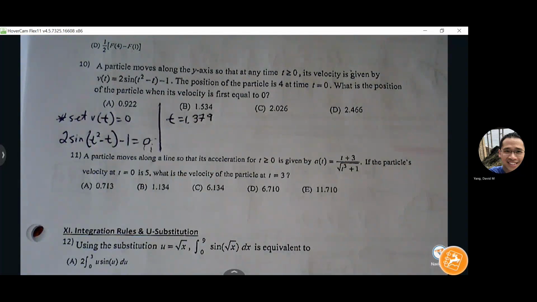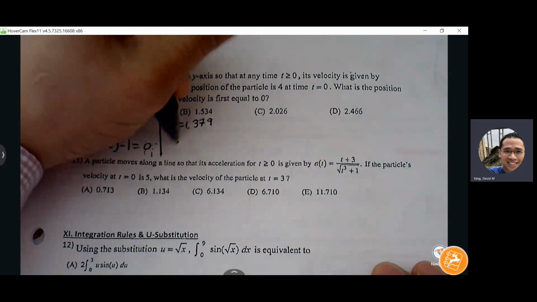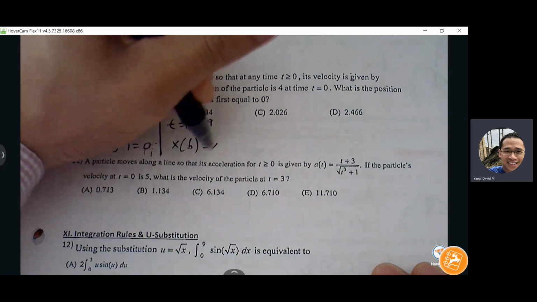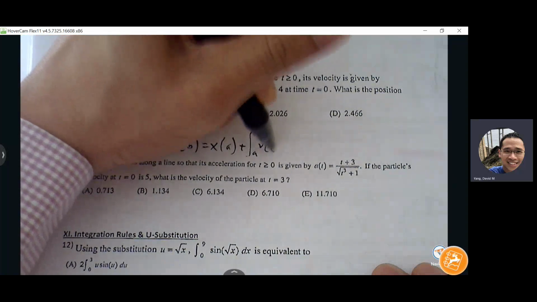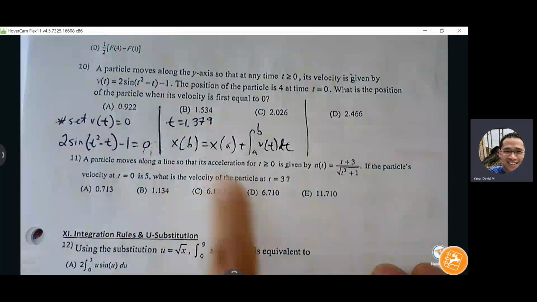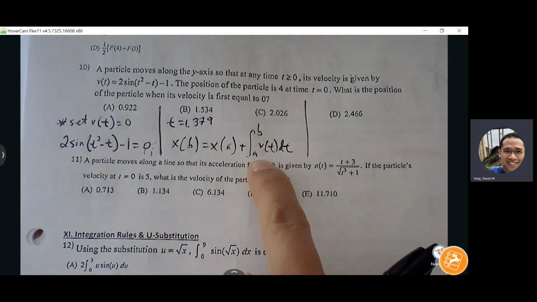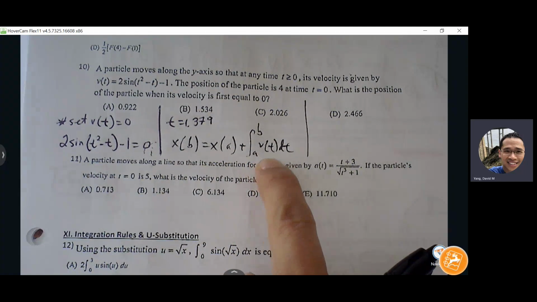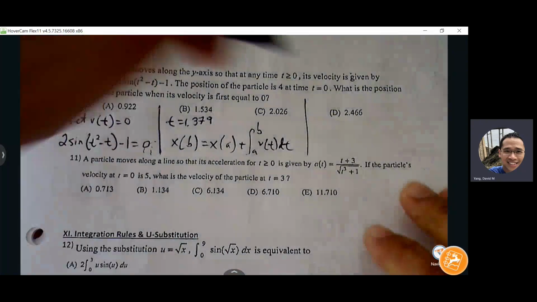Okay. So I'm looking for my final position. I have my initial position, and then I can do my displacement using velocity. So I know that x of b is equal to x of a plus the integral from a to b of v of t. If I know where I started, and if I know how much distance I'm going to, how much movement I'm going to accumulate, I can add those together to figure out my final location.